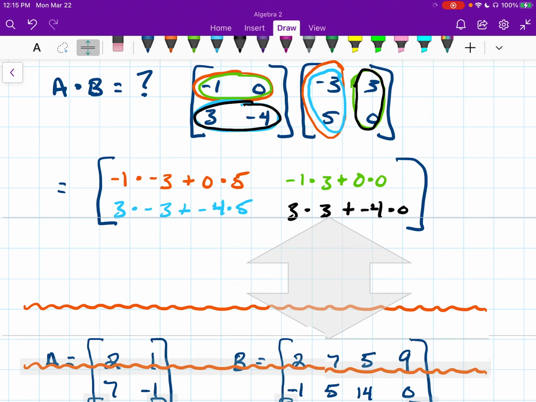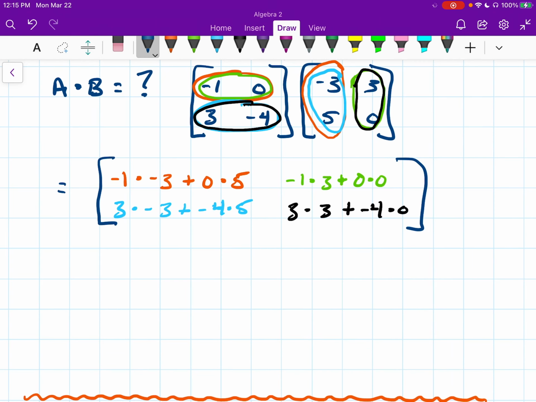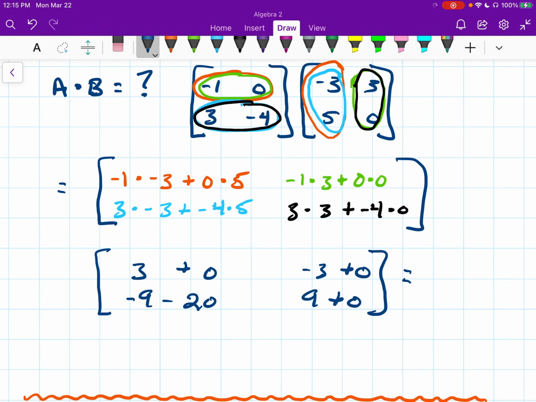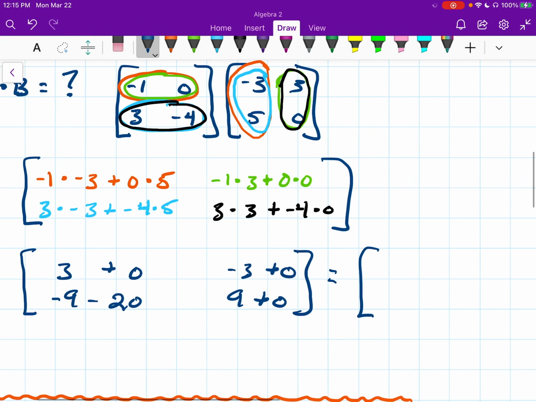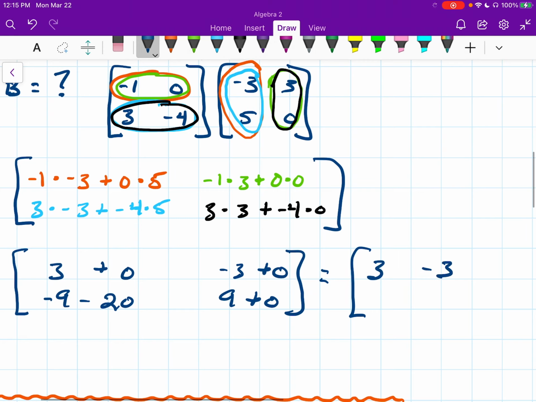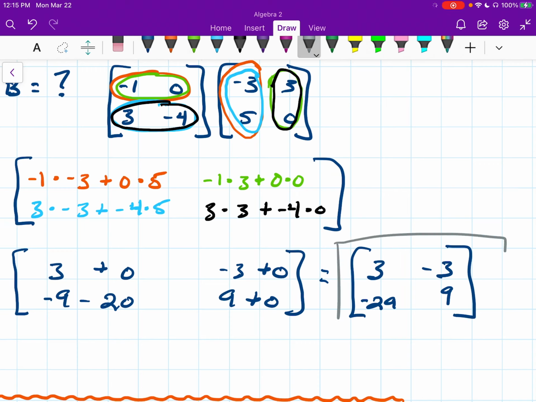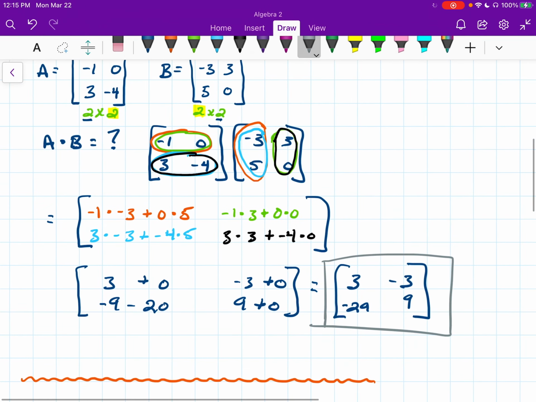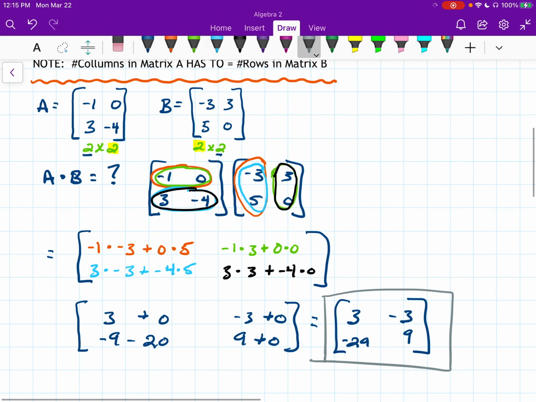So now we've done the hard part of it, and we just need to simplify it together. So this will be 3 plus 0, -3 plus 0, -9 minus 20, and 9 plus 0. Together that gives me 3, -3, -29, and 9. And there's our matrix. There is A times B.